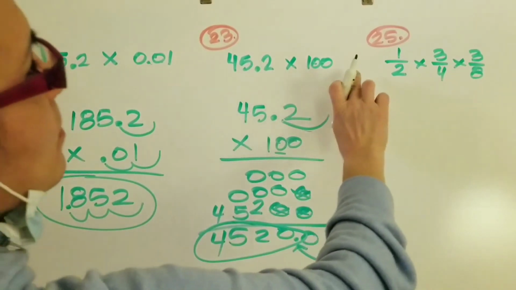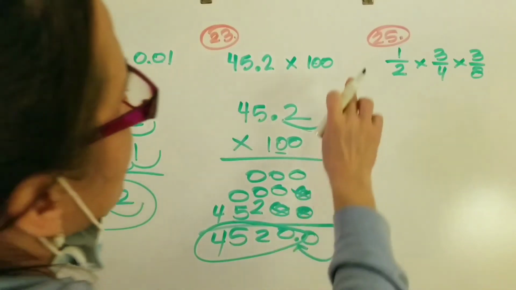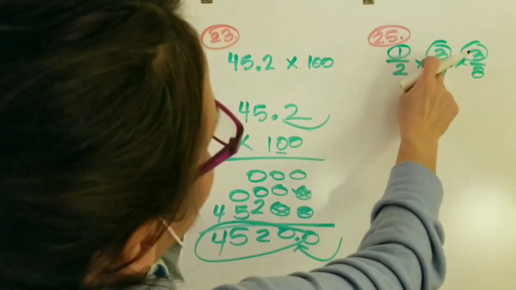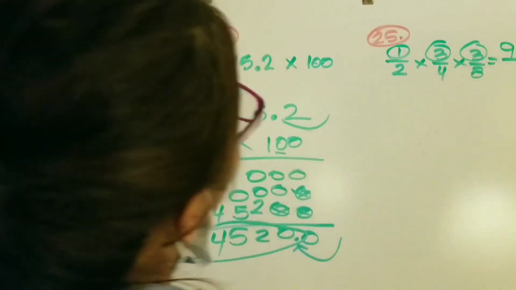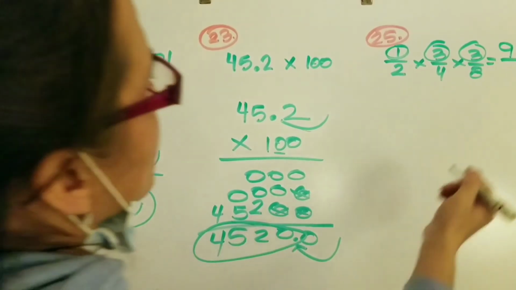Here we're going to multiply our fractions again. So we're just going to multiply our numerators all together. 1 times 3 is 3. 3 times 3 is what? You guys know it's 9. 2 times 4 is 8. And 8 times 8 is 64.